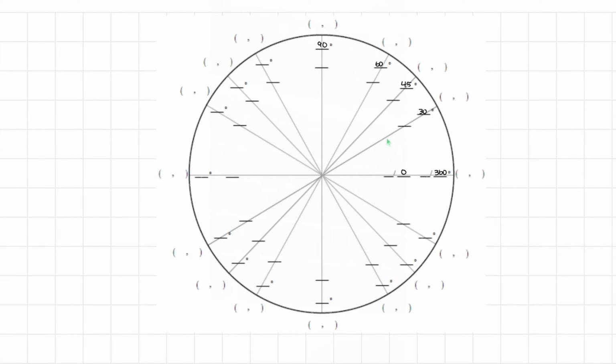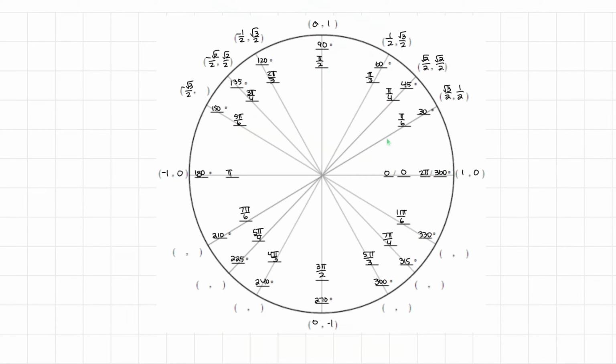So let's quickly draw the unit circle. We should have a good understanding of this, but remember the reference angles can determine any coordinate of that reference angle.